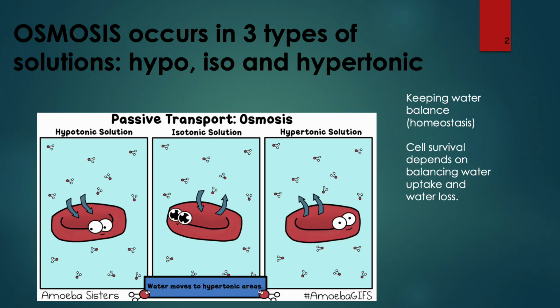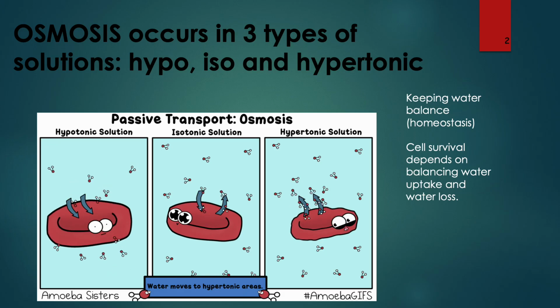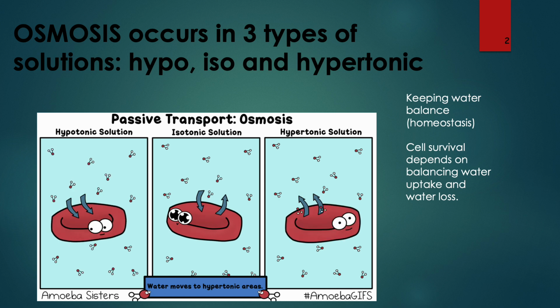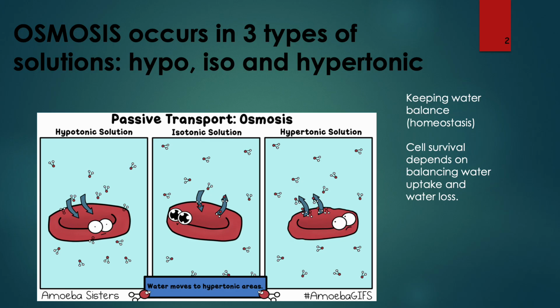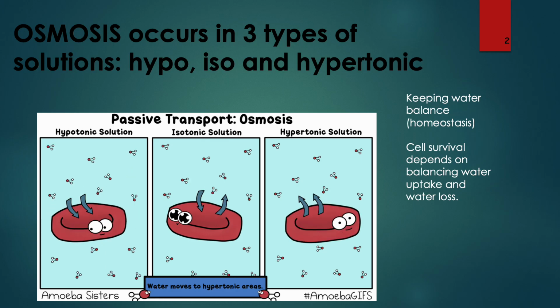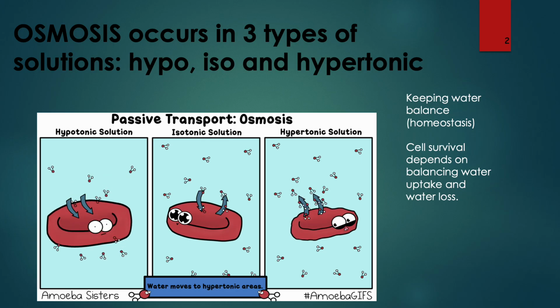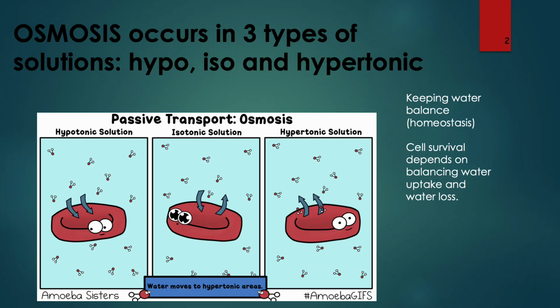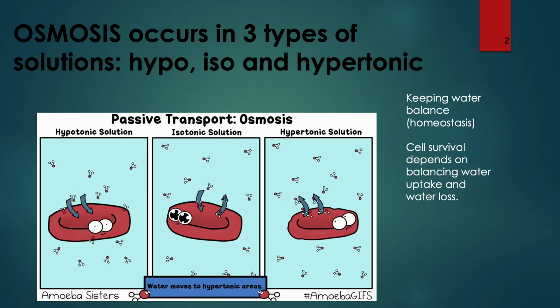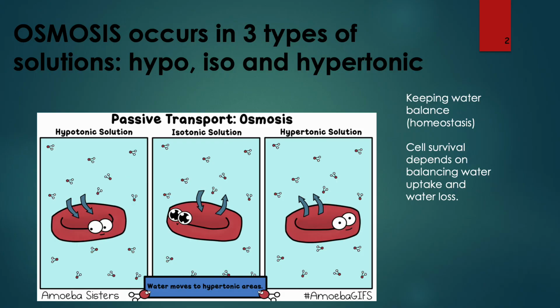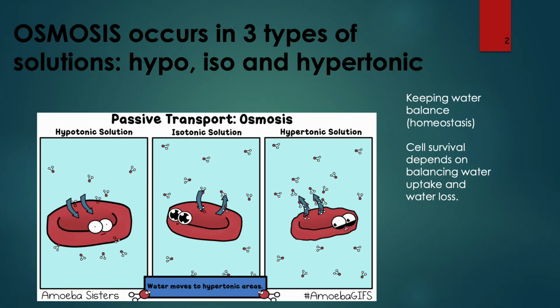The middle diagram is showing an isotonic, which remains at equilibrium. For every water molecule that moves into the cell, a water molecule will move out of the cell. And then the third diagram is hypertonic, where the water molecules are moving out of the cell, and since water is leaving, the cell is going to shrink.